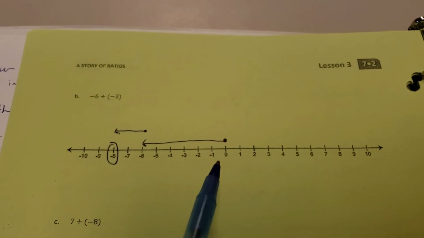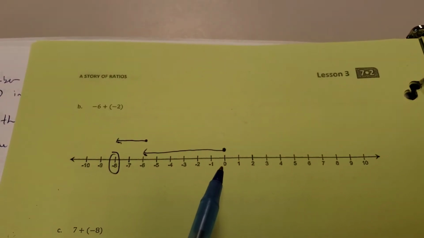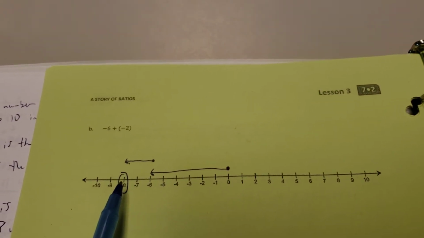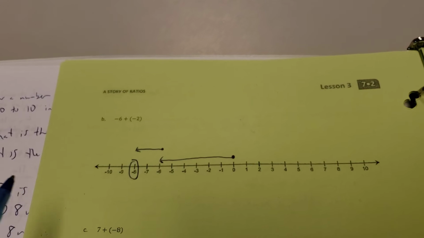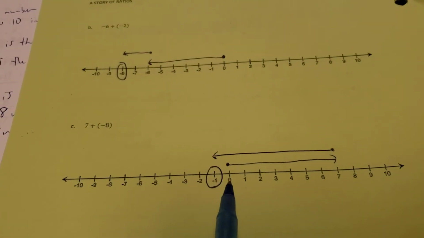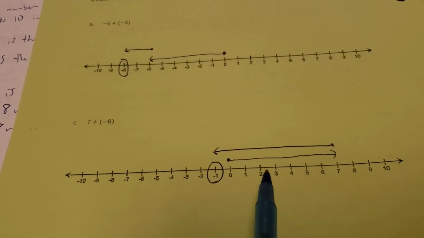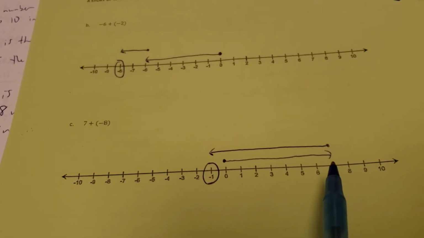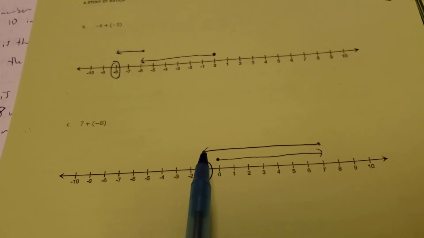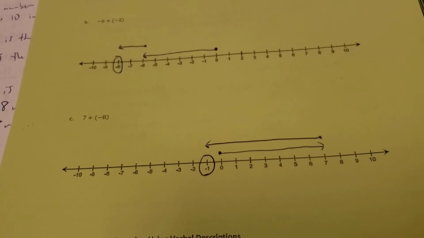Negative 6 plus a negative 2. So I start at my 0 and move left 6 to start. Then I have to add negative 2. I continue to move left all the way to a negative 8. Our next example is 7 plus negative 8. Start at my 0 and I move right 7. And then I start another arrow just above that. And then I move left 8. And my final answer is at negative 1.